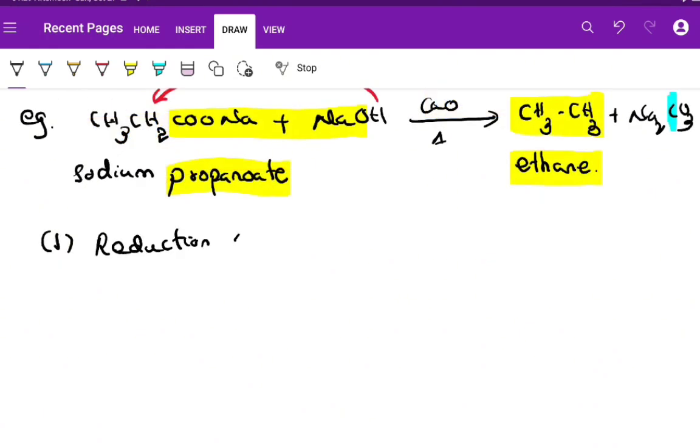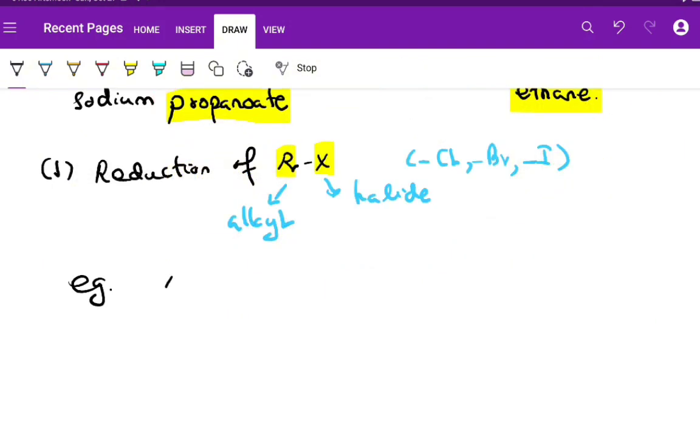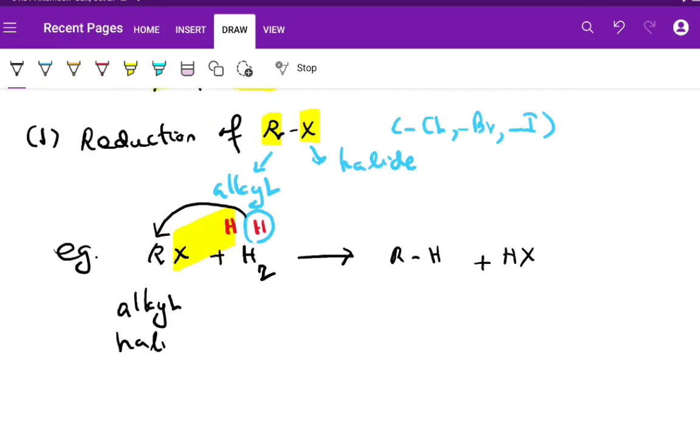Next, reduction of RX. R is the alkyl group and X is halogen: chlorine, bromine or iodine. Example: RX plus H2, forming. Consider H2 as two hydrogen atoms. One combines with halogen and the other goes to alkyl group R, getting RH. RX is alkyl halide and RH is alkane.